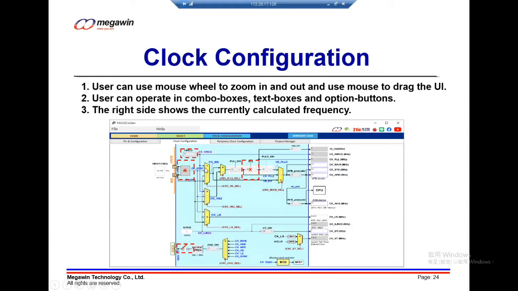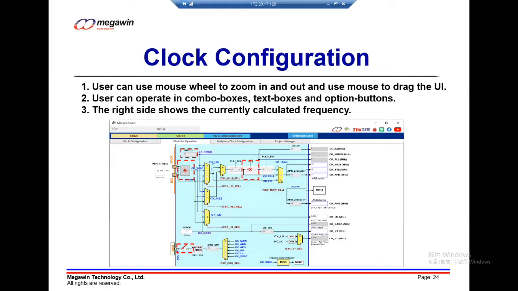The user can use the mouse wheel to zoom in and zoom out. You just put the mouse indicator on the drawing, then you can scroll the wheel to zoom in or zoom out. And the user can also operate the combo box, text box, and the option button.